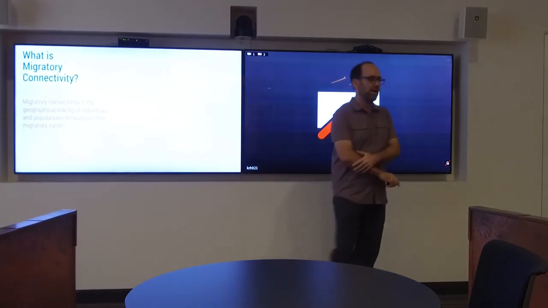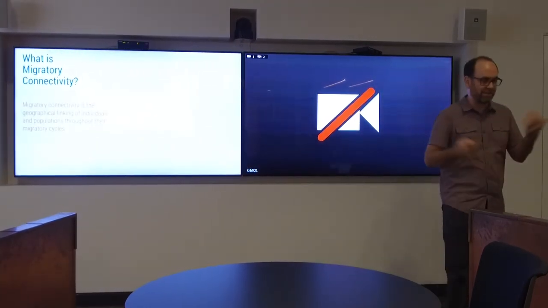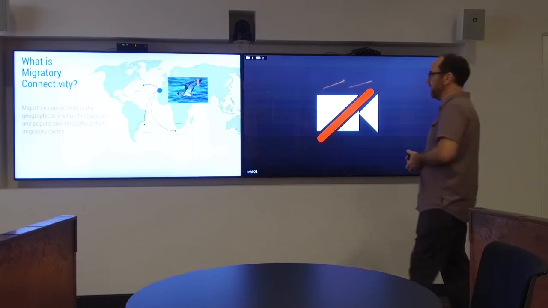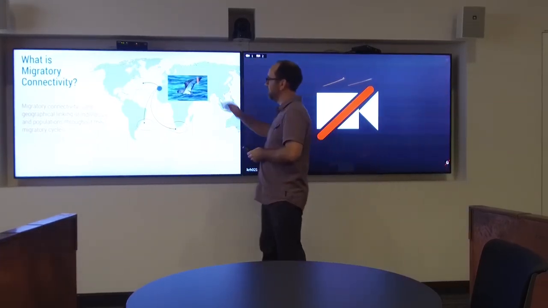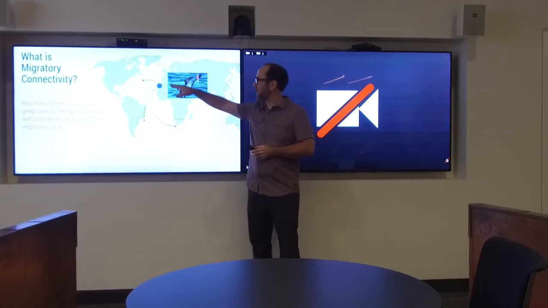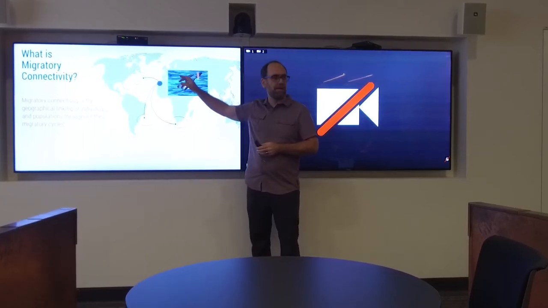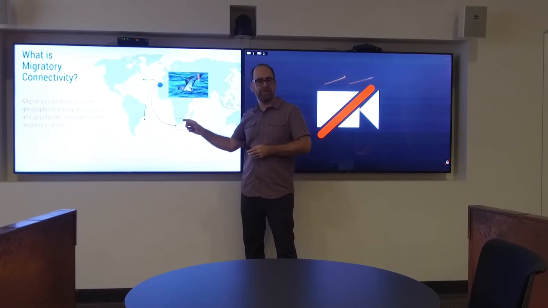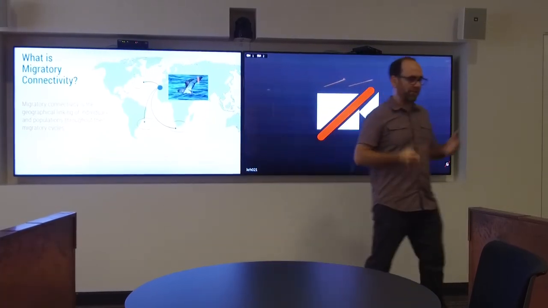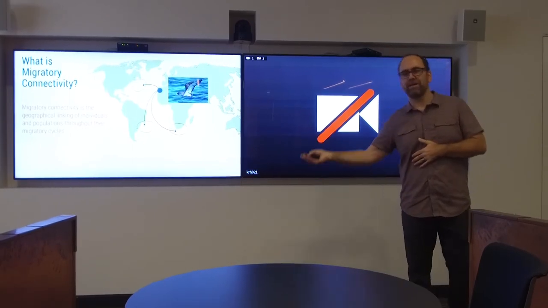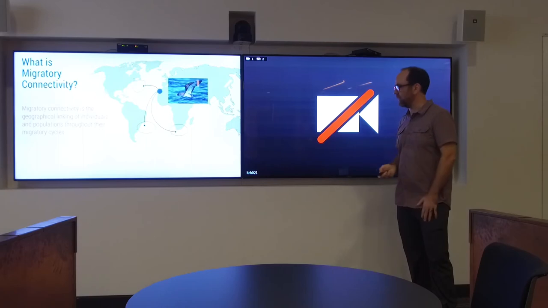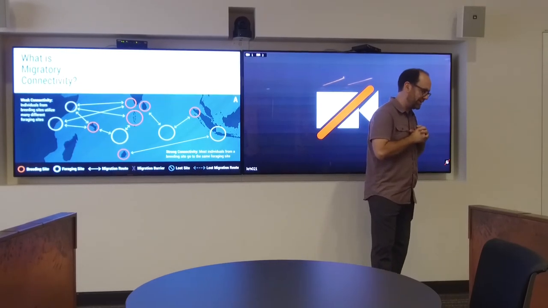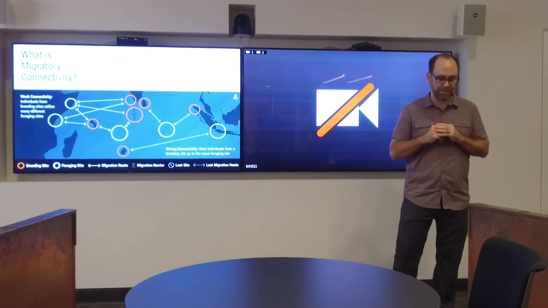I suspect this is pretty comfortable territory for most of you, but it's essentially the geographic linking of individuals and populations throughout their migratory cycle. So in this case, we have a Cory Shearwater, a couple of colonies off of Spain and Northwest Africa, migrate to three different places. They either go up to the Northwest Atlantic, off the coast of Brazil, or down to South Africa, either side of South Africa. Right, that connectivity between breeding areas and foraging areas is essentially what we're talking about, and then the return trip the other way.